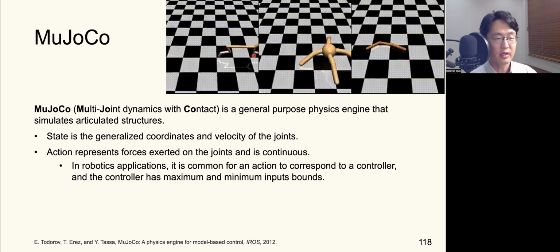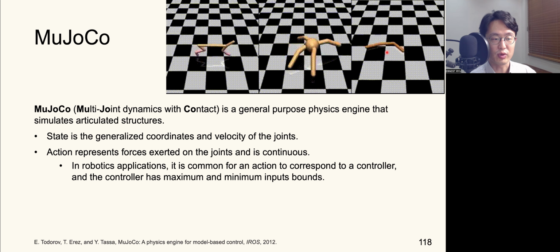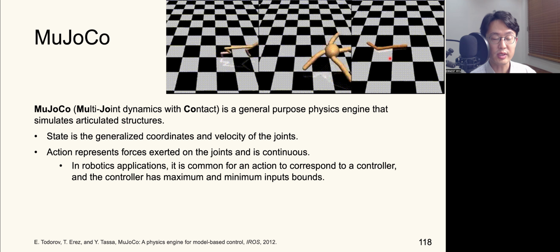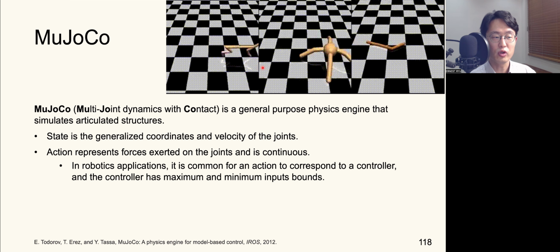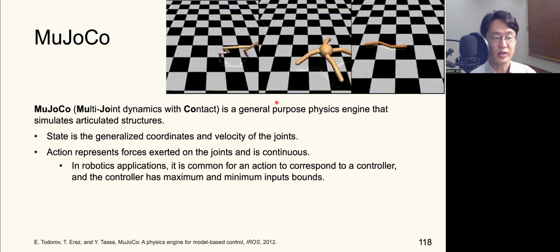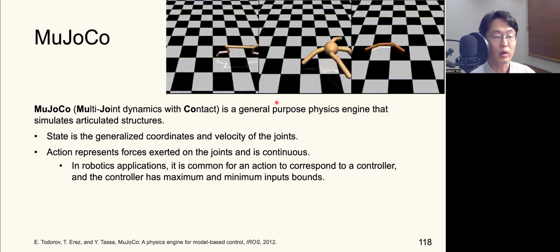So the first two are relatively more complex. The one on the right is much simpler. It's simpler because it has fewer joints. There are also more complex structures. And there are humanoid, human-looking structures which have many more joints. So those are even more complex to control.